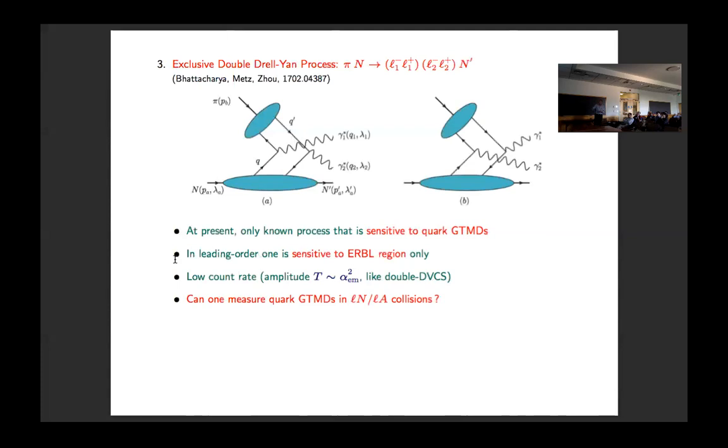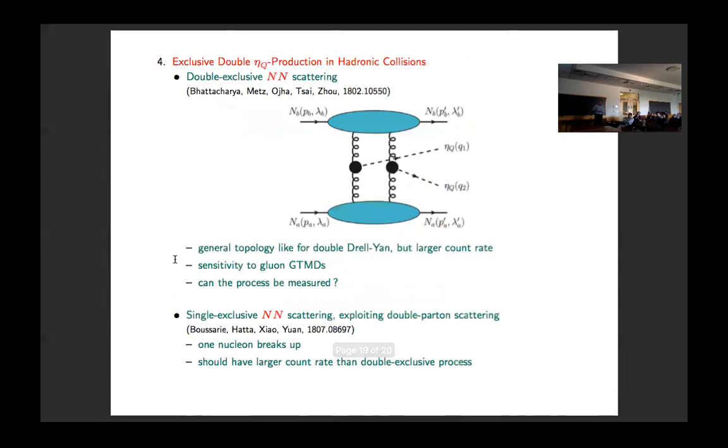We actually wanted to follow up on this idea and come up with a process that has a somewhat larger count rate. This we did more recently, looking at exclusive double production of eta B or eta C in nucleon scattering, where we have twice an annihilation of two gluons into eta C or eta B. It's basically the same topology that we had for the double Drell-Yan. The count rate is larger because it's strong interaction, but now we have gluons in the game, and the question here is, can this be measured?